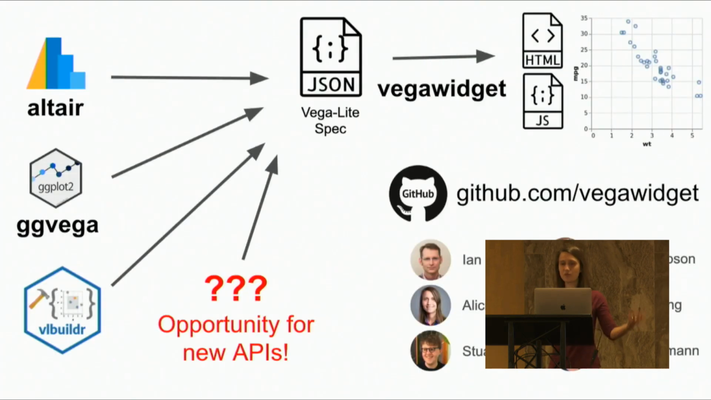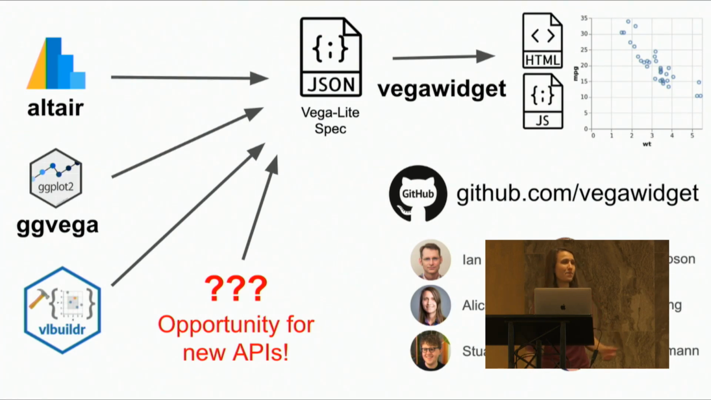And so finally, I just want to leave you with a reminder that this whole Vega-Widget ecosystem exists in R. If you're interested in making interactive graphics using Vega-Lite in R, I'd recommend checking it out. At this point, the Altair and Vega-Widget packages are fairly mature. They're both on CRAN. The other packages are still a little more experimental. And there's a great community of people involved in these efforts.